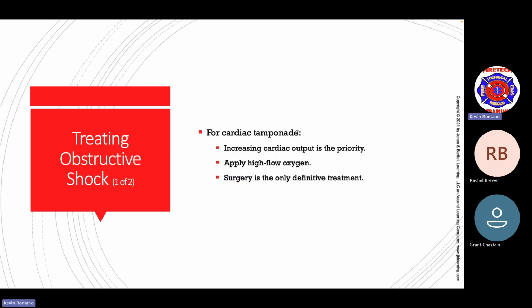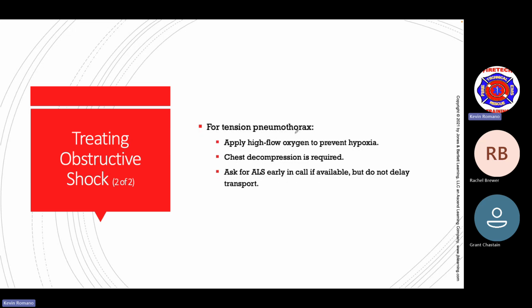All right, for cardiac tamponade, high flow oxygen, surgery is the only definitive treatment. If they have it, they need a pericardiocentesis as well. That's a big long needle through the chest into the pericardial sac, and we're going to pull fluid out. All right, so increasing cardiac output should be the priority. We've got to make sure we're pushing that fluid out. We increase our cardiac output.